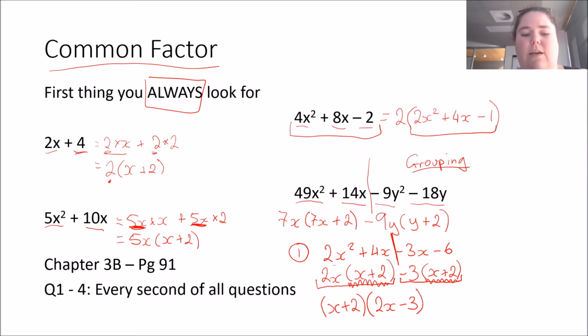Alright, have a go at the questions on page 91, questions 1 to 4.